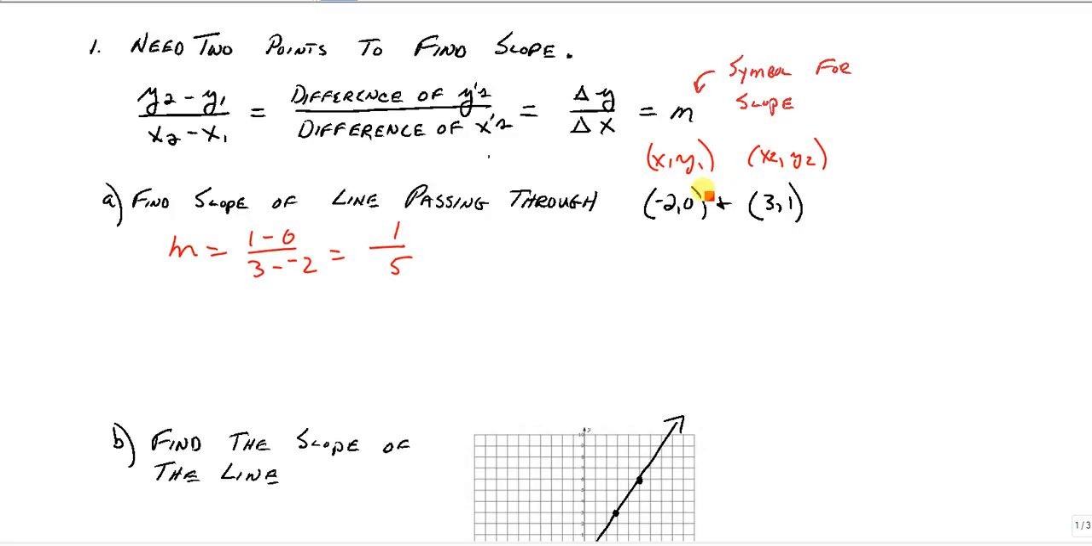Now let's reverse, let's say that this point is x2, y2. So we're just going to reverse those. And so we're going to take 0 minus 1. It's going to be the change of the y's, so negative 1. And the difference of the x's is negative 2 minus 3. Negative 1 all over negative 5, 1/5. I got the same thing. It doesn't matter what points you use. No matter what points you pick on the line, you're going to get the same slope.